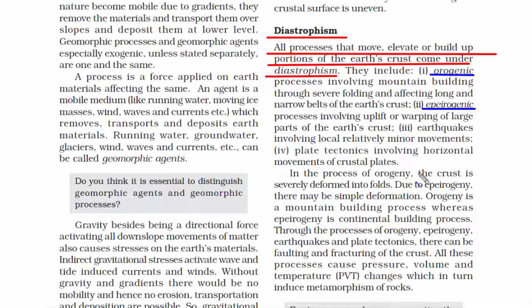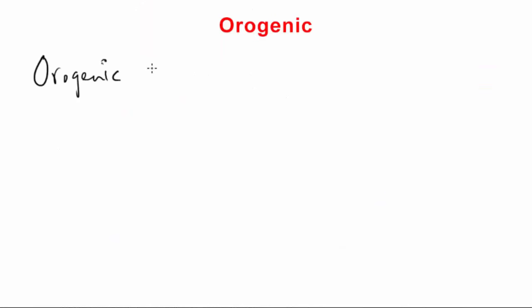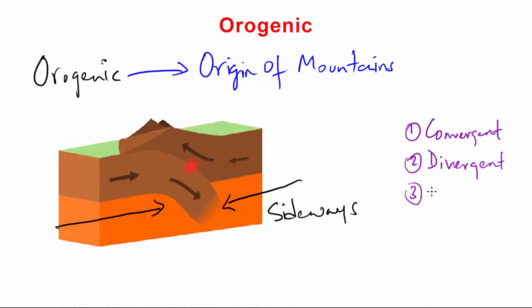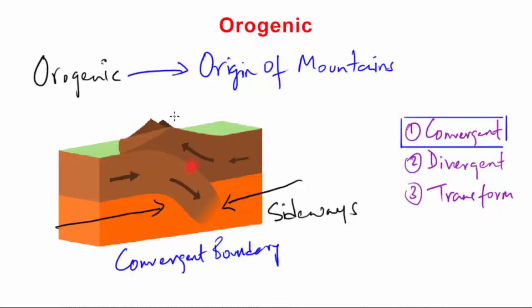Now what happens in orogenic movements is that orogeny is the origin of mountains. So their movements are sideways or horizontal movement. Now what happens when crustal plates move horizontally? They either come closer or they move apart or they slide past each other. But then in this we know it's a mountain forming process. And mountains are only possible if two crustal plates come closer.